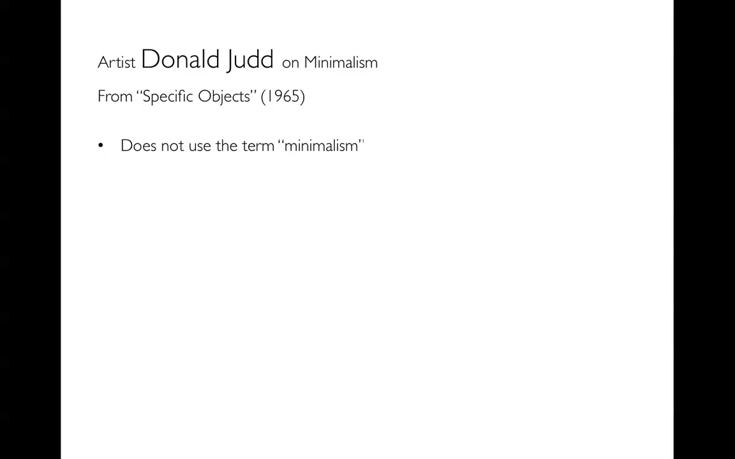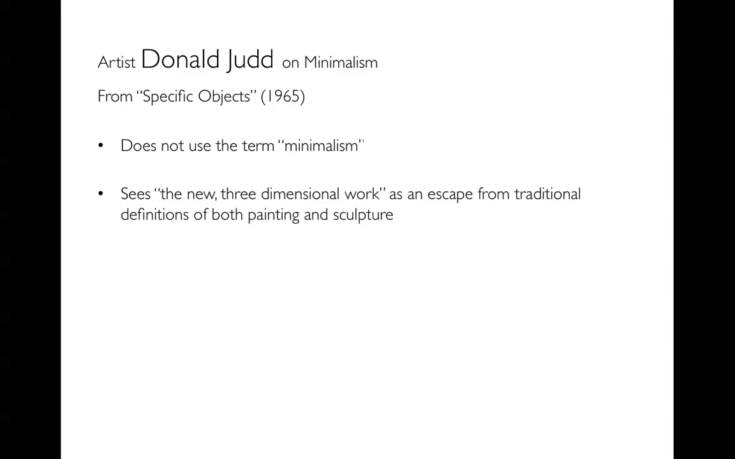In a very influential article he wrote called Specific Objects, he avoids the term minimalism at all, and instead he talks about the new three-dimensional work. And he sees it as an escape from traditional definitions of both painting and sculpture. So a lot of the minimalists felt like painting and sculpture had both reached a dead end. They'd been around so long, basically everything that could be done had already been done. And so he was trying to start from a clean slate, to not add on to the histories of painting or sculpture, but start with something new.